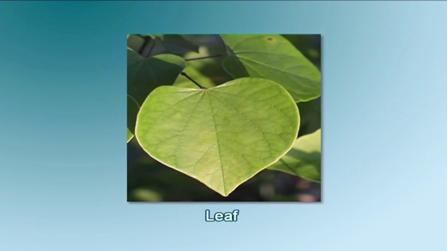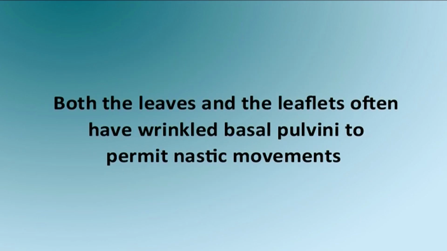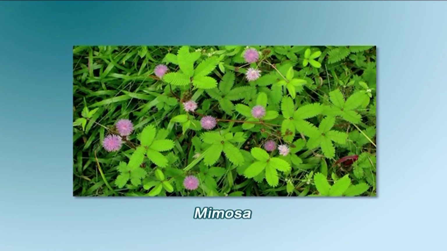Leaf margins are entire or occasionally serrate. Leaflets are stipulate with reticulate venation. Both the leaves and leaflets often have wrinkled basal pulvini to permit nyctinastic movements, for example in Mimosa species.